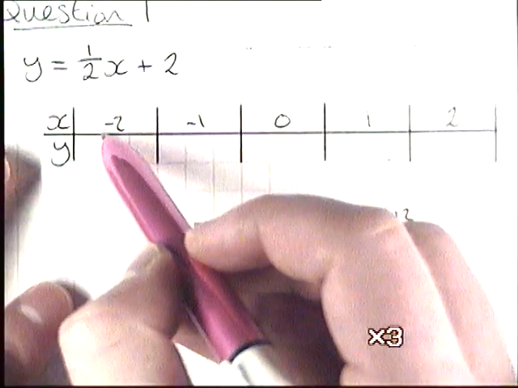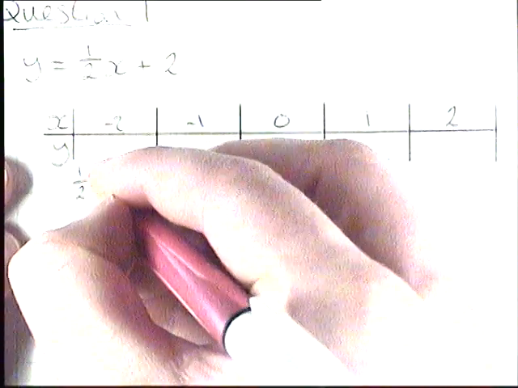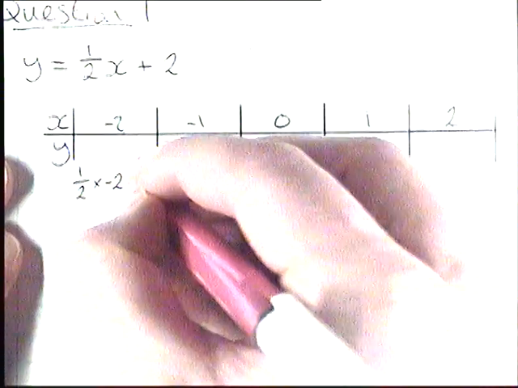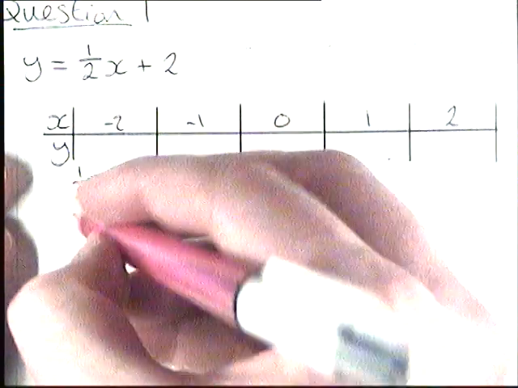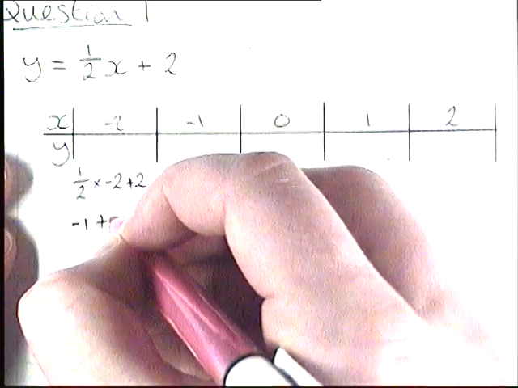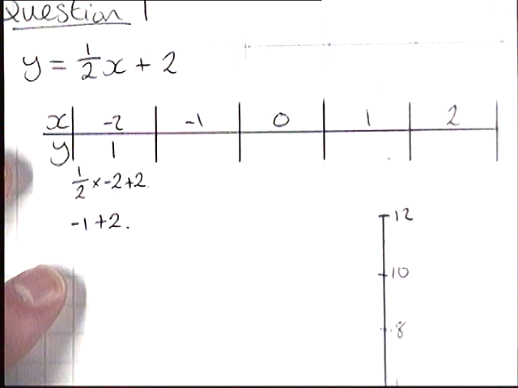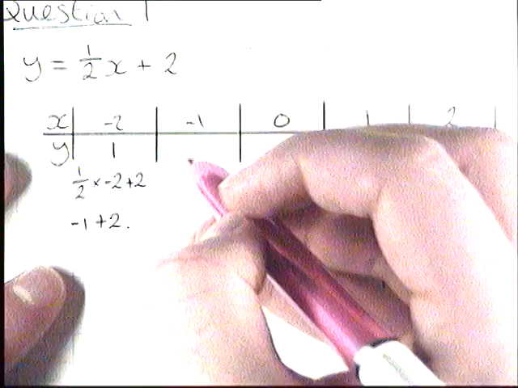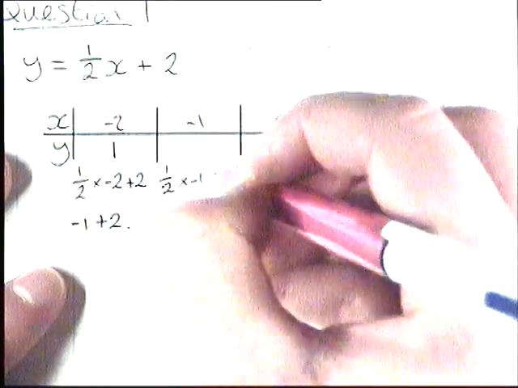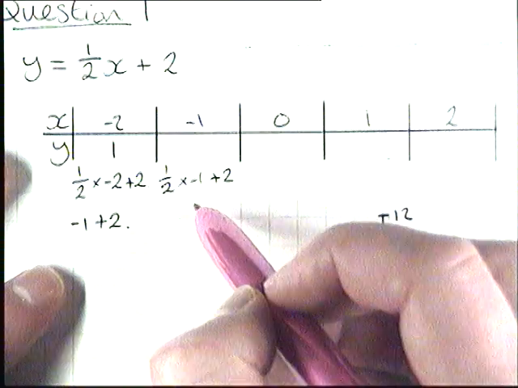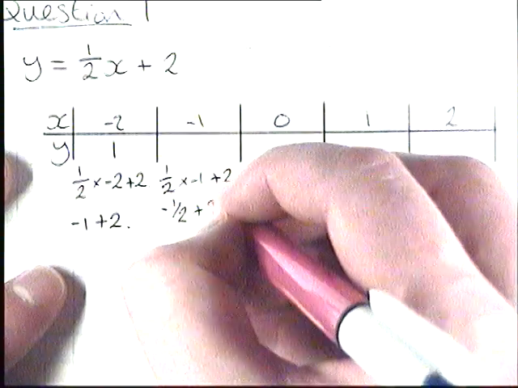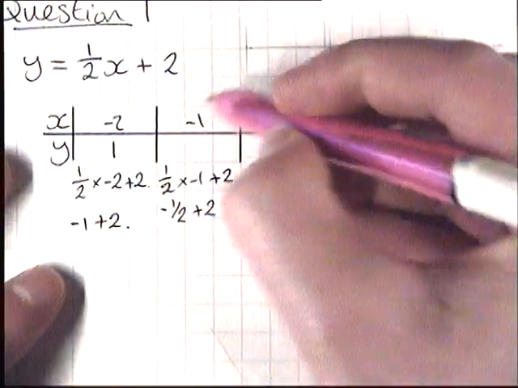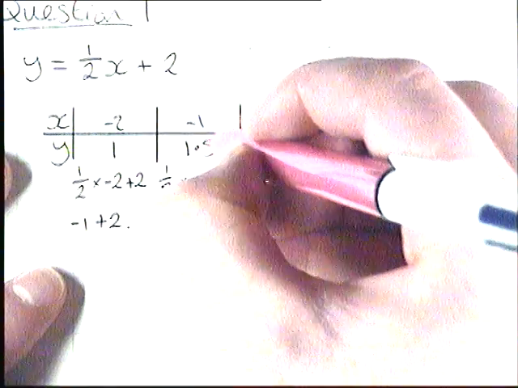So we're going to start our first x value at minus 2. So we've got a half times minus 2 plus 2. Now a half times minus 2 is going to give us minus 1. Plus 2 will give us positive 1. And our next x value, minus 1, so a half times minus 1 plus 2. A half times minus 1 will give us minus a half. Plus the 2 will give us 1.5.